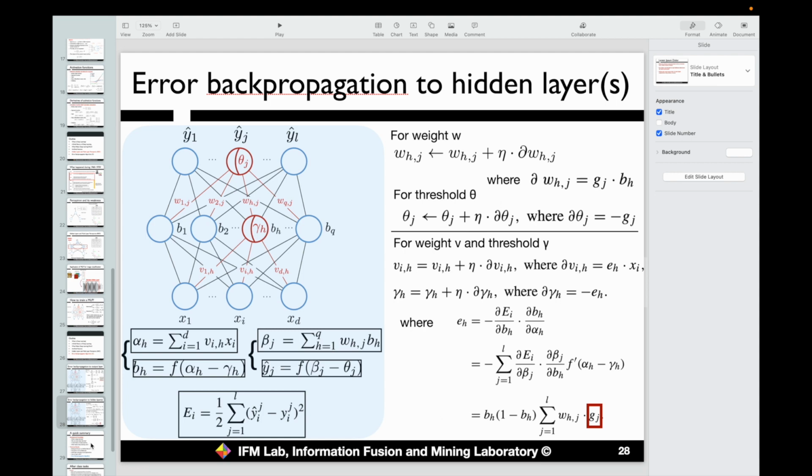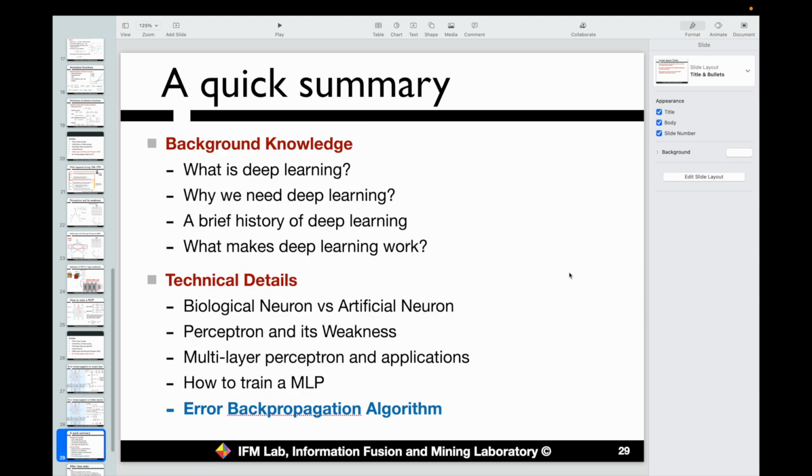Okay, so this is about this section. We can do a very quick summary. In this section, we discussed what deep learning is and why we need it. We provided a brief history of deep learning and what makes deep learning work. We covered some basic technical details about biological neurons as well as artificial neurons. We discussed the perceptron and its weakness, and further discussed the multilayer perceptron and applications. And finally, we talked about how to train an MLP, and the error propagation algorithm, which is a very important algorithm for us to use in deep learning.